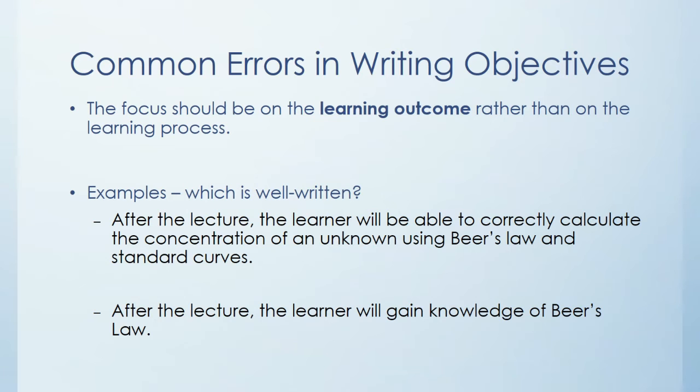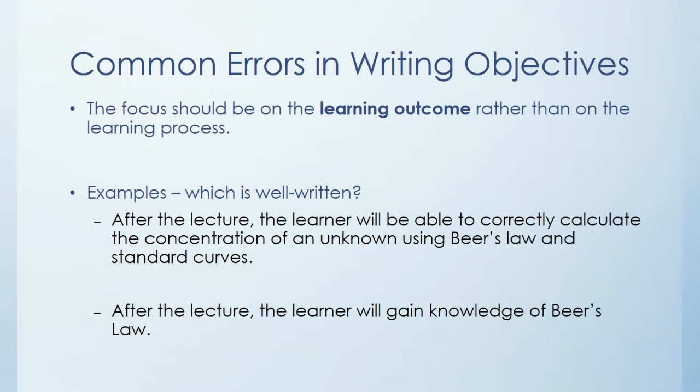It says, after the lecture, the learner will be able to correctly calculate the concentration of an unknown using Beer's law and standard curves. And then the next one is, after the lecture, the learner will gain knowledge of Beer's law. The first one is very definitely a well-written objective. The second one is kind of like, okay, they're going to gain knowledge. That's cool. If I didn't know anything and I learned one thing, then I've gained knowledge, but I might not know as much as I need to.